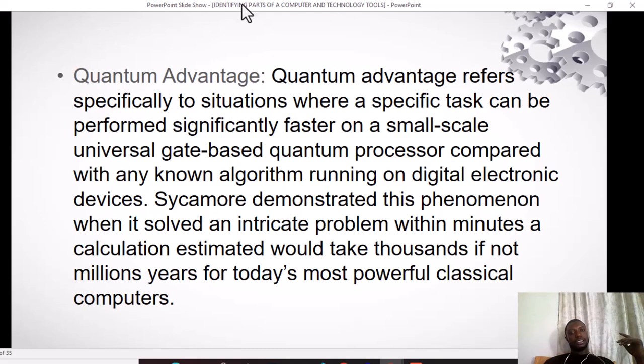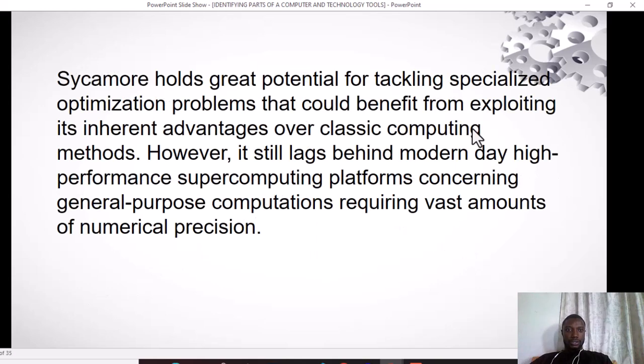Sycamore holds great potential for tackling specialized optimization problems that could benefit from exploiting its inherent advantage over classical computing methods. However, it still lags behind modern high-performance supercomputing platforms concerning general-purpose computations requiring vast amounts of numerical precision.